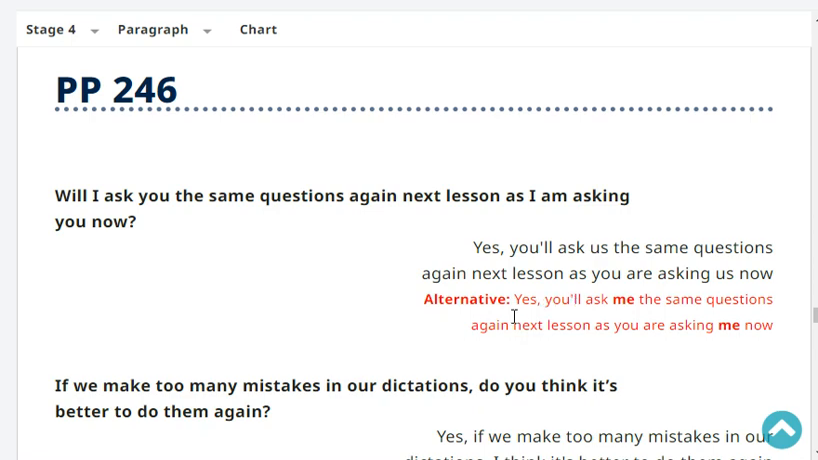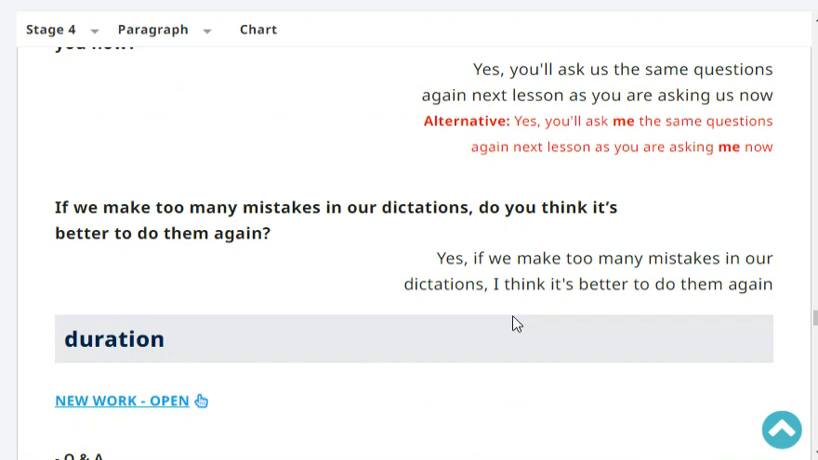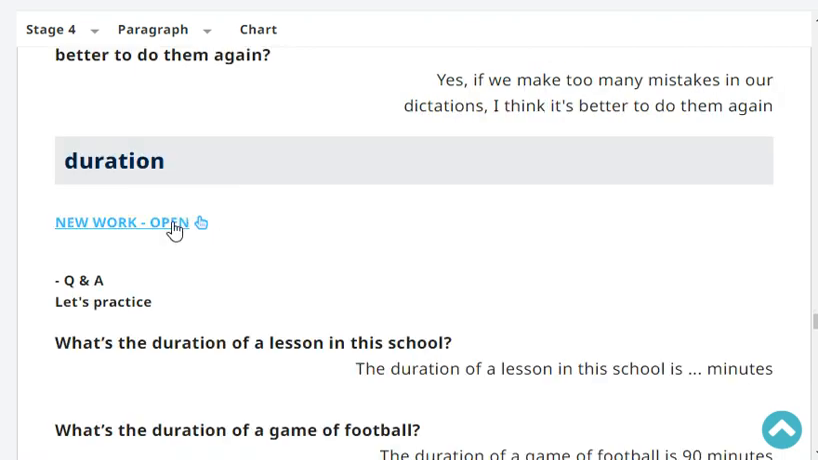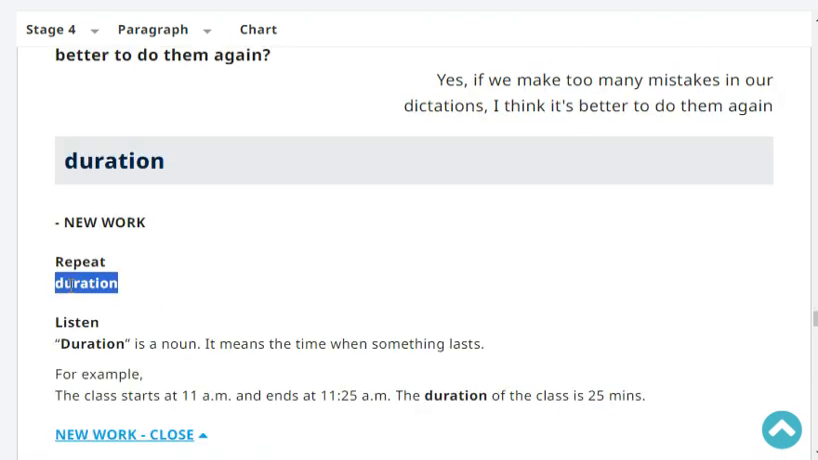Well, if we make too many mistakes in our dictations, do you think it's better to do them again? Yes. If we make too many mistakes in our dictations, I think it's better to do them again. Very good.